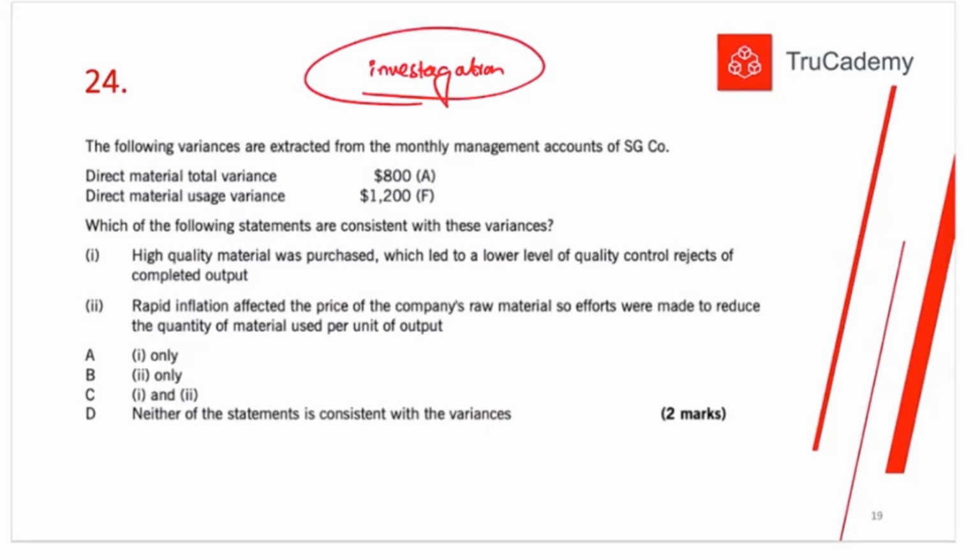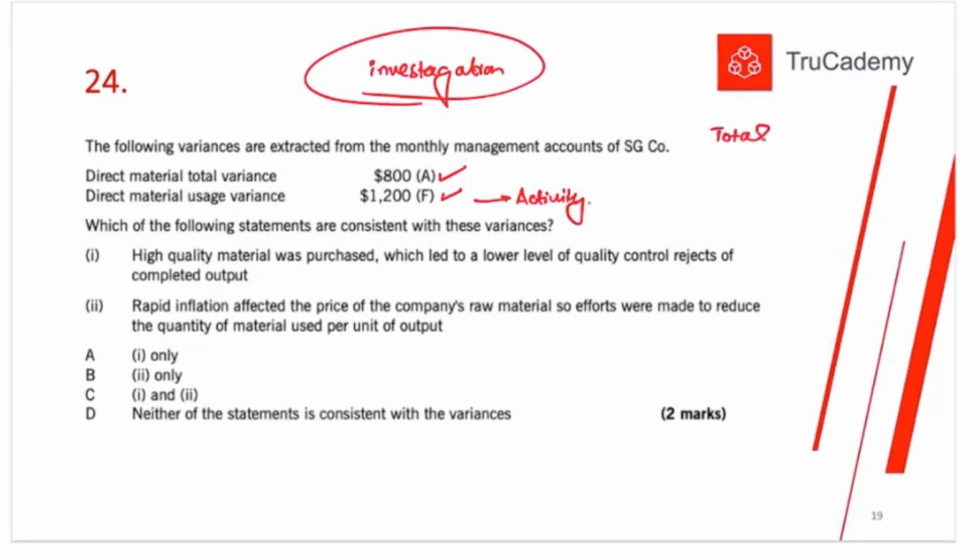First of all, direct material total variance is adverse and direct material usage variance is favorable. So what does it mean? Usage variance means the activity variance, or the usage. So it clearly means that whatever kilograms we were supposed to use, we actually used less material, right? But still it leads to the overall total variance being adverse. So potentially what's the reason for that?